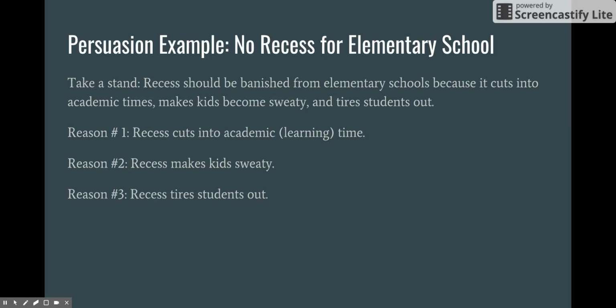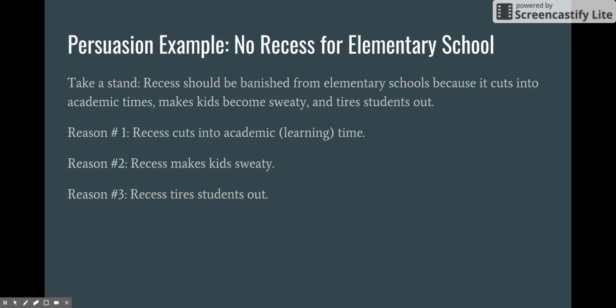So when I'm taking a stand, I'm stating my case. I'm giving you my position on this. So here's my position. Recess should be banished from elementary schools because it cuts into academic times, makes kids become sweaty, and tire students out.